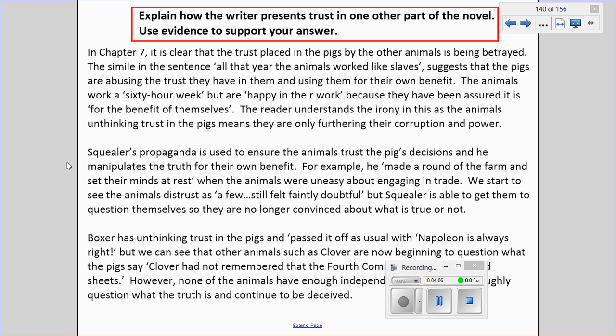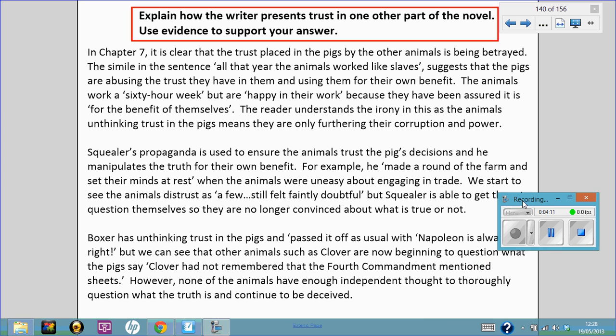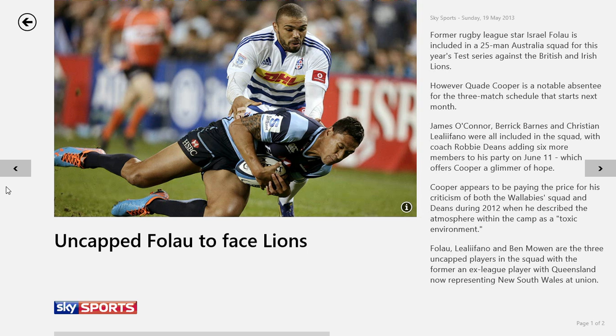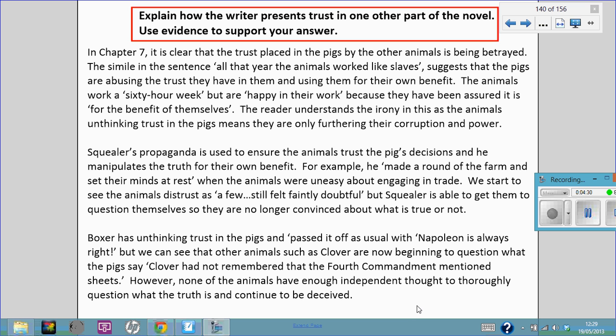But Squealer is able to get them to question themselves, so they are no longer convinced about what is true or not. Boxer has unthinking trust in the pigs and passes it off as usual with "Napoleon is always right." But we can see that other animals such as Clover are now beginning to question what the pigs say. Clover "had not remembered that the fourth commandment mentions sheets." However, none of the animals have enough independent thought to thoroughly question what the truth is and continue to be deceived.